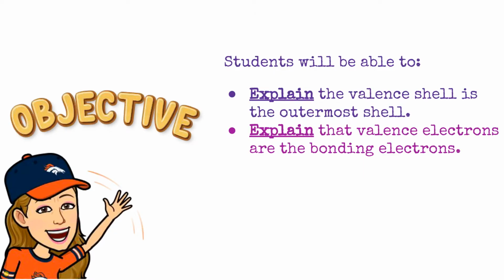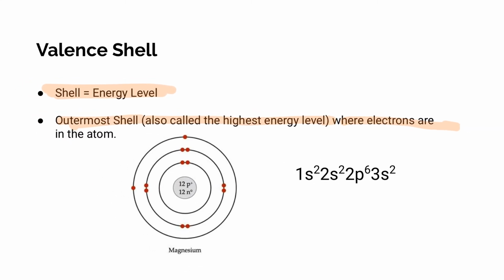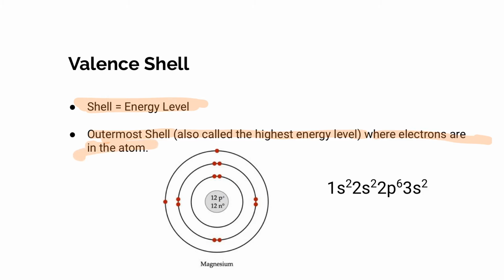In this lesson, students will be able to explain the valence shell is the outermost shell and explain that valence electrons are the bonding electrons. So valence shell. When we say the word shell, we're talking about energy level. It's the outermost shell, also called the highest energy level, where electrons are in the atom.